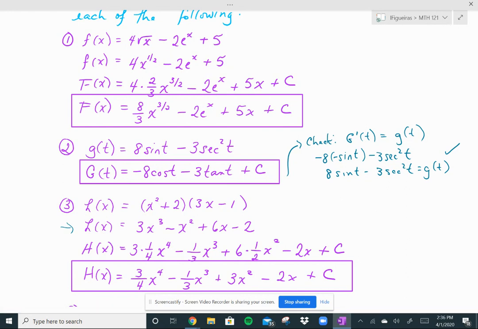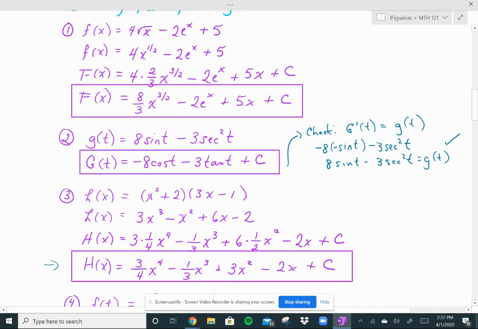Then we take the antiderivative. Here we're just using the anti-power rule and the rule for the antiderivative of a constant. So capital H of x is 3 times 1/4 x to the 4th minus 1/3 x cubed plus 6 times 1/2 x squared minus 2x plus c. In the last line, we're just multiplying and simplifying fractions. So your final answer is that your antiderivative is 3/4 x to the 4th minus 1/3 x cubed plus 3x squared minus 2x plus c.